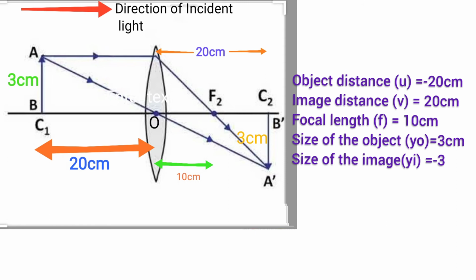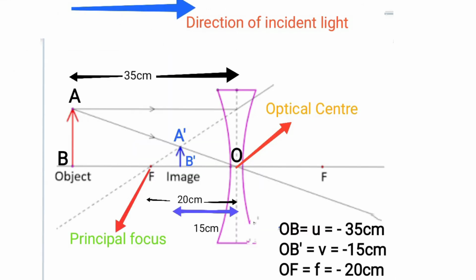The height of the object AB is measured perpendicularly upwards from the principal axis, that is along the positive y-axis. Therefore, the height of the object AB is plus 3, not minus 3. Similarly, the height of the image A dash B dash is taken as minus 3 because it is measured perpendicularly downwards from the principal axis, that is along the negative y-axis. In this ray diagram, all the distances, object distance u, image distance v, and focal length f have been given negative sign because as per the sign convention, all these distances are measured against the incident light or in the negative x-axis.